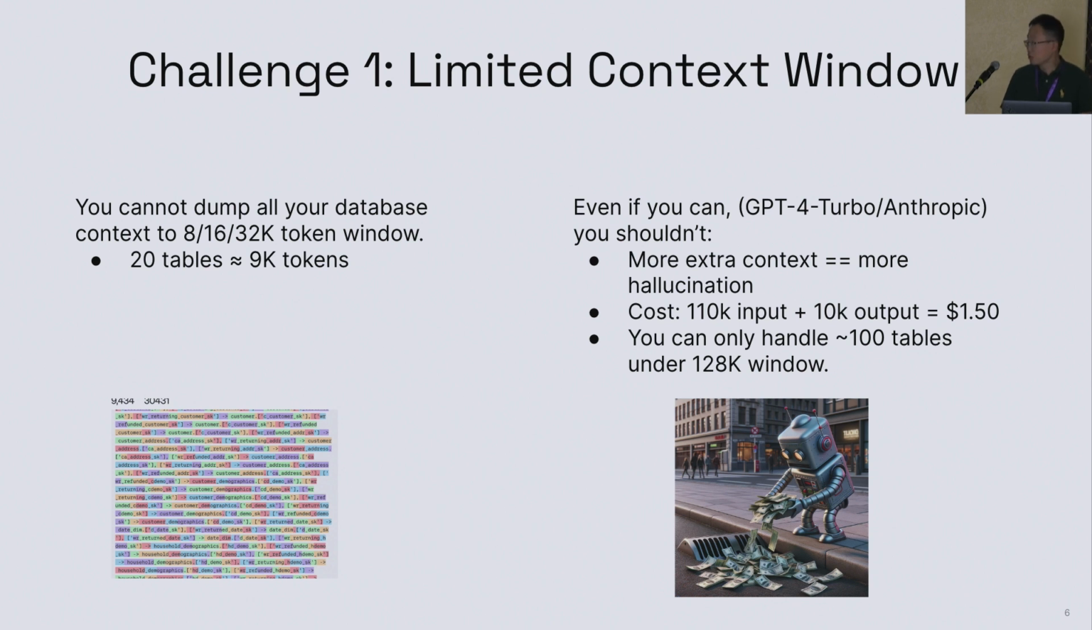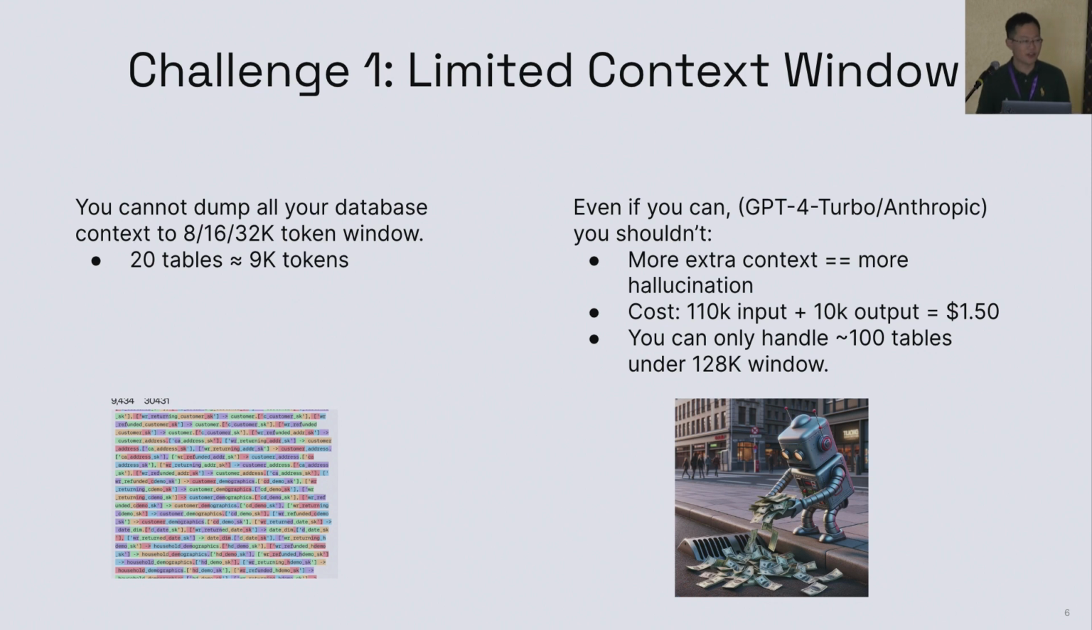you shouldn't dump everything in. The problem is that the more context you dump into the model, the more hallucination will happen. The model performs best when you give it the minimum required information. More context causes more hallucination or difficulty retrieving the right table, schema, and so on.